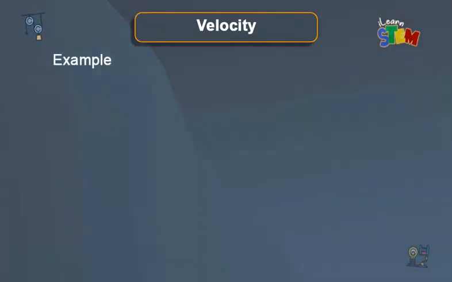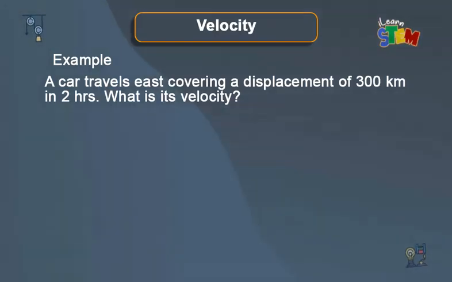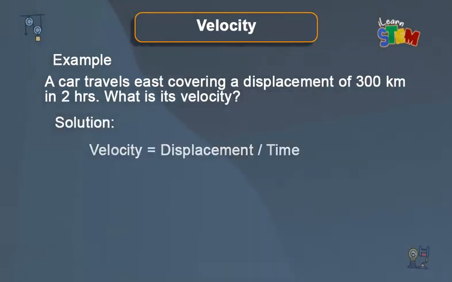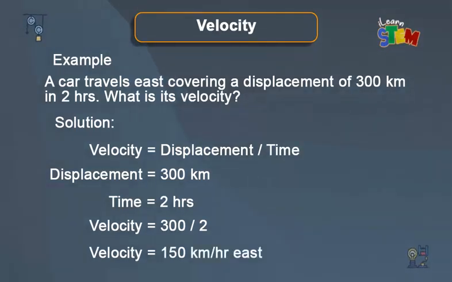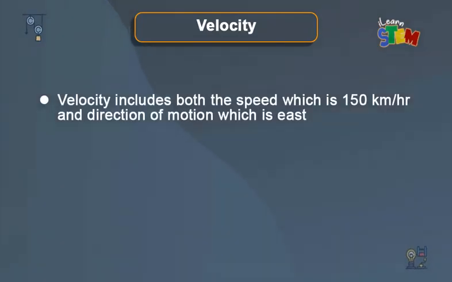For example, a car travels east, covering a displacement of 300 kilometers in 2 hours. What is its velocity? Remember, the formula used to calculate velocity is displacement divided by time, and the displacement is 300 kilometers, while the time is 2 hours. So, the velocity will be 300 kilometers divided by 2 hours, which will give us 150 kilometers per hour east. Note: velocity includes both the speed, which is 150 kilometers per hour, and direction of motion, which is east. Next, we will talk about the difference between speed and velocity.